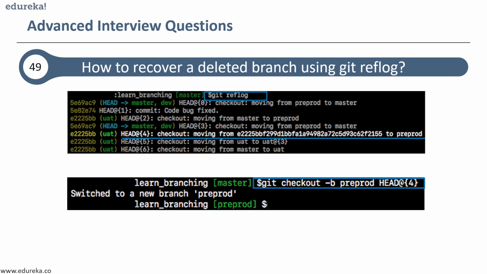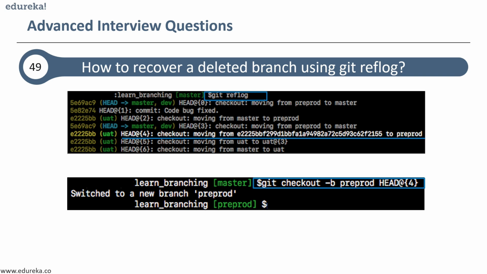In the second step, you need to identify the timestamp of the branch that you want to recover. So here in this case, this is the timestamp that we are looking for, the pre-prod branch. Here in the third step, you just need to use the command git checkout -b and the branch name. This is a pointer reference when the pre-prod branch was created. So if you follow these 3 steps, you will be able to recover the deleted branch.